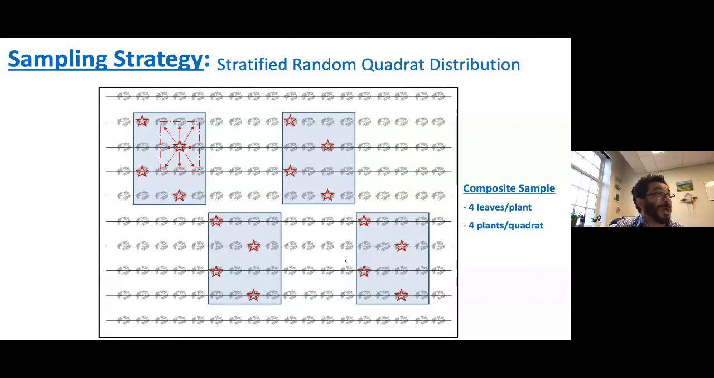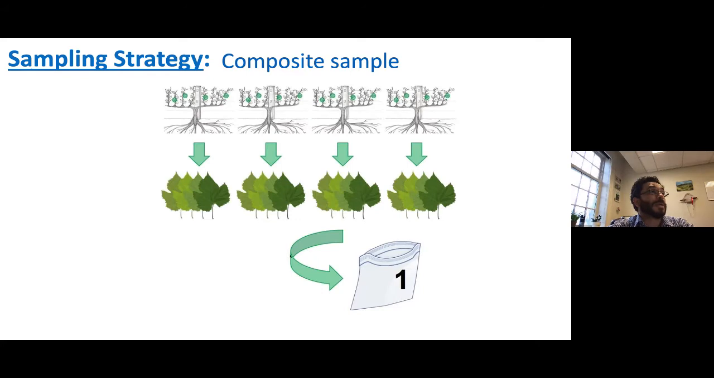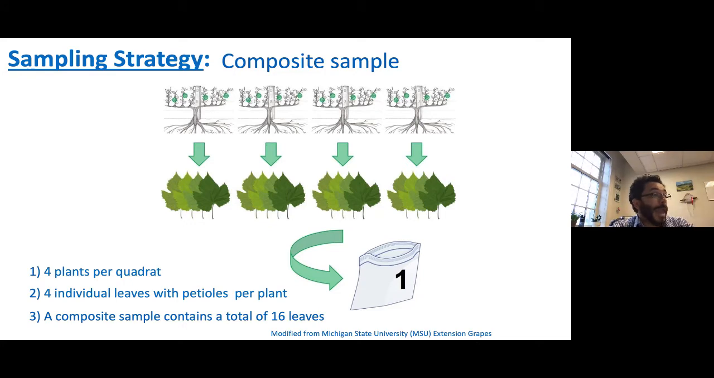The sampling strategy that we use is called the stratified random quadrat distribution. And we see a plot right here, and we randomly assign quadrats to the plot, right? In each quadrat, we select 4 plants, and then we collect leaf samples from those plants. This represents 1 quadrat, 4 plants per quadrat, and then 4 leaves per plant. In total, we had 16 leaves per composite sample, right?